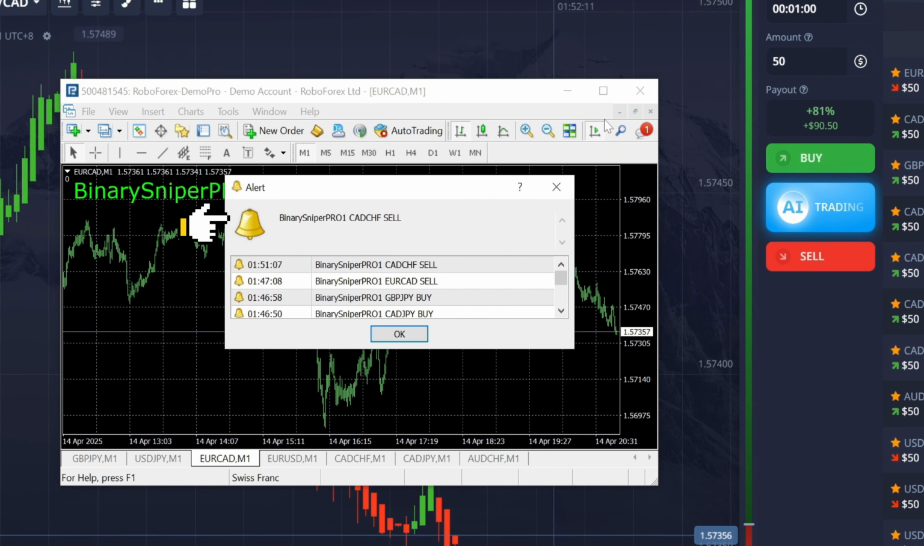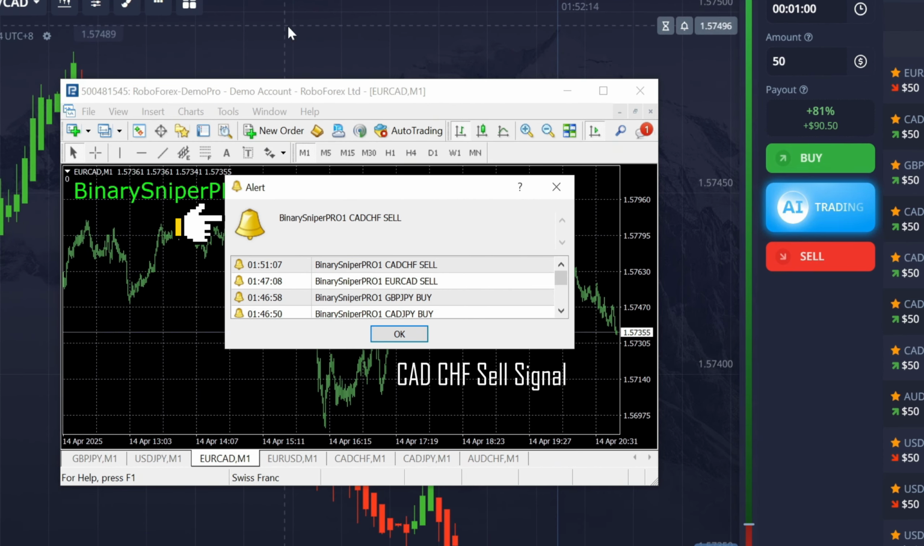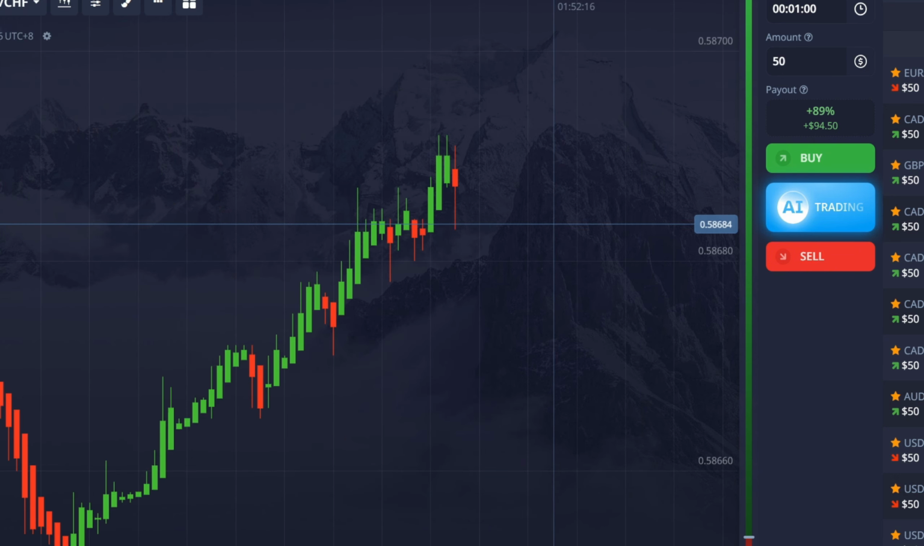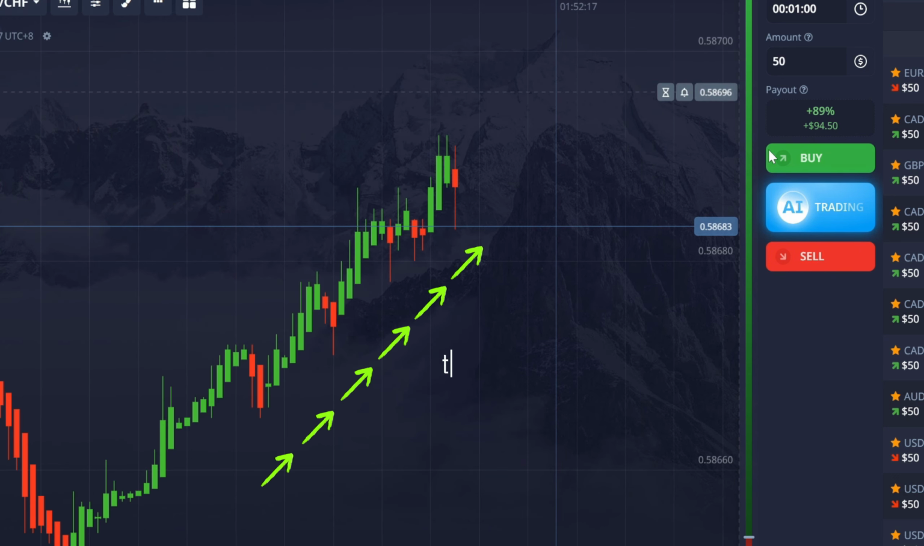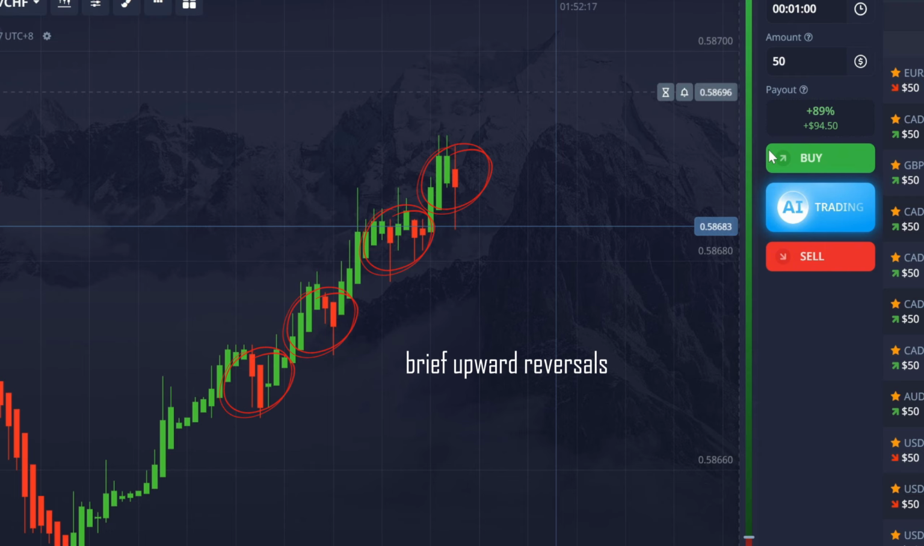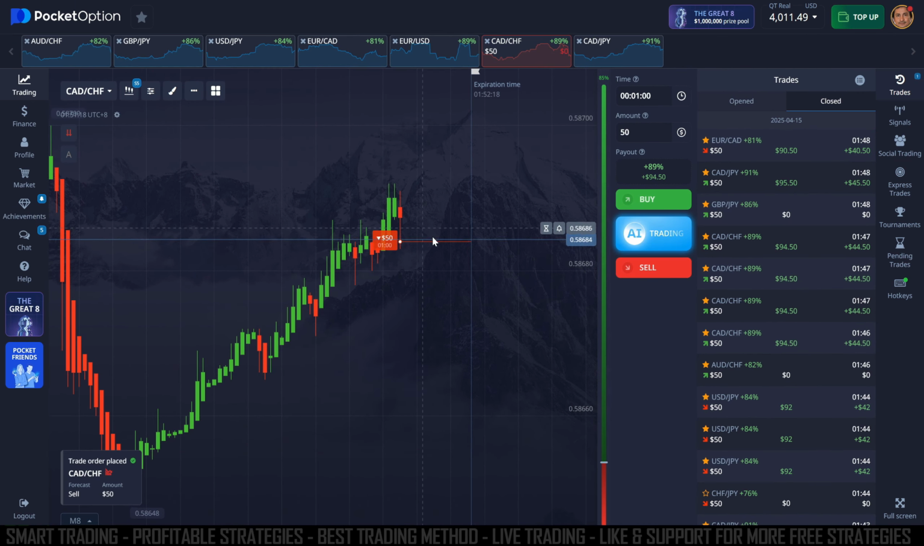Take a look at this. We received an alert. CAD-CHF has triggered a sell signal. As we can see on our chart, the overall trend is up. However, the 5-second candlesticks do not show a strong uptrend. There are only brief upward reversals here. Still, let's try to trade based on this signal.